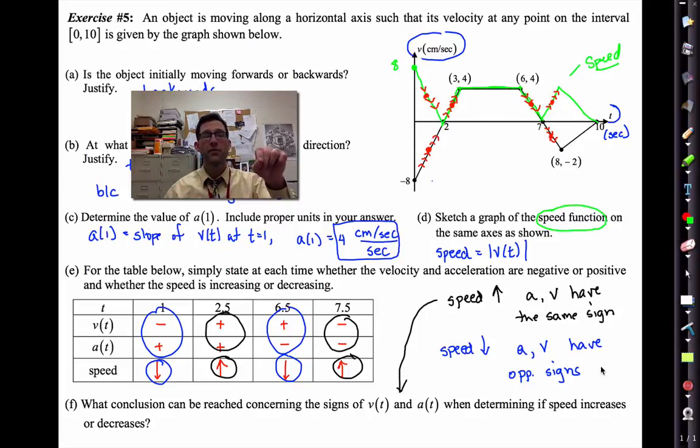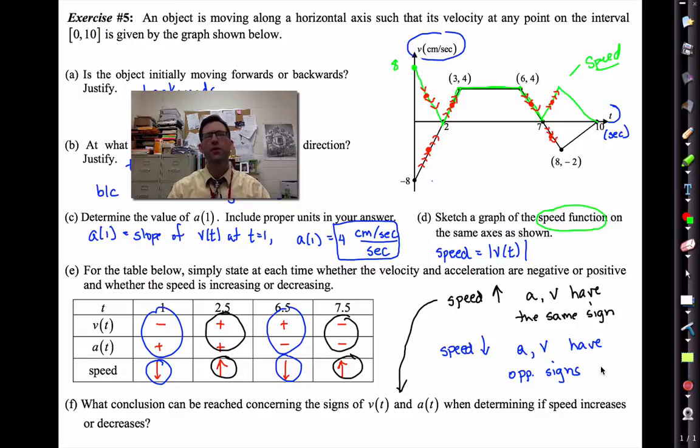On the other hand, if I have an object that's moving to the left, negative velocity, and being pulled to the left, negative acceleration, then the object's speeding up. If I have an object moving to the left, negative velocity, but being pushed to the right, well, then it's getting slowed down. Right? So when velocity and acceleration work together, speed increases. When velocity and acceleration work opposite, speed decreases. It's really kind of cool.